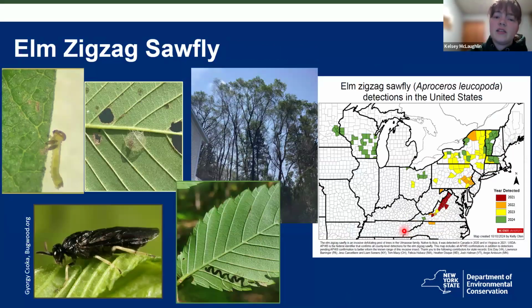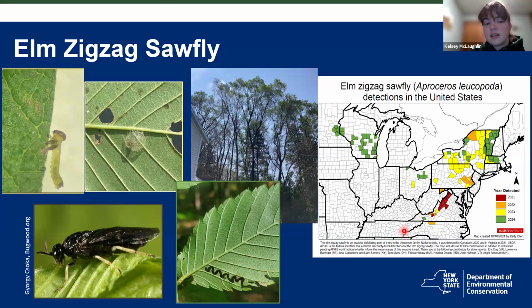And then this is kind of the new kid on the block. This is elm zigzag sawfly. And elm zigzag sawfly was first found in New York in 2022. And then we started surveying some more for it. And the more we survey for it, it seems like the more we find it. Other states have also started finding it.